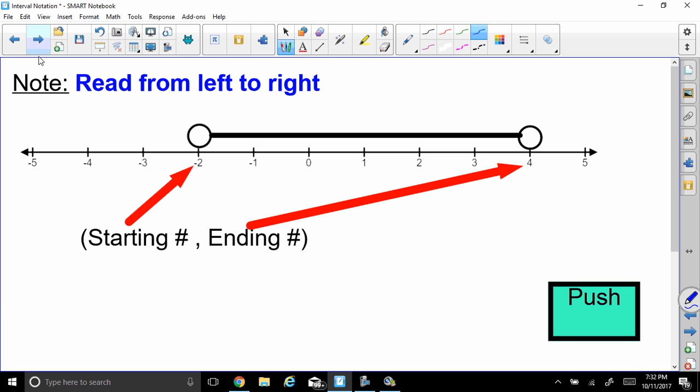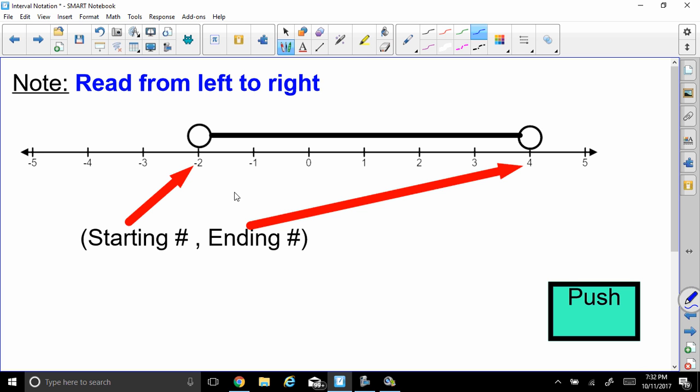So let's take a look. We're reading from left to right. So here is our -2. All these numbers represent the real numbers between -2 and 4, not including -2 and not including 4 because they're open circles. So how do we write interval notation?